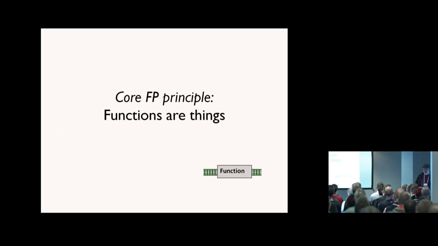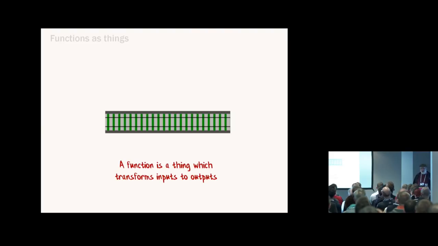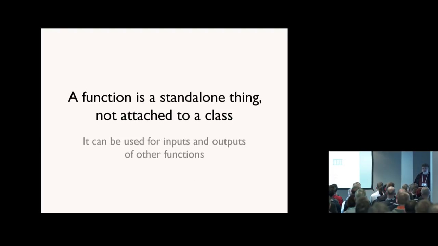So, first principle: functions are things. In functional programming, I like to think of a function as a little bit of railway track that transforms inputs into outputs. There's a little tunnel of transformation on there, and something goes in one end and comes out the other end different. In this case, the apple goes in one end and a banana comes out the other end. And in coding, we write that as apple, arrow, banana. Apple is the input and banana is the output. Okay, so there is a function.